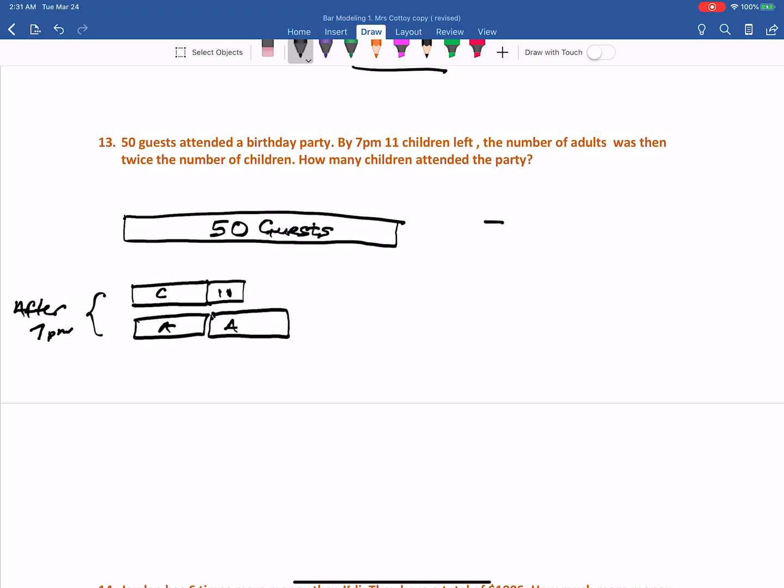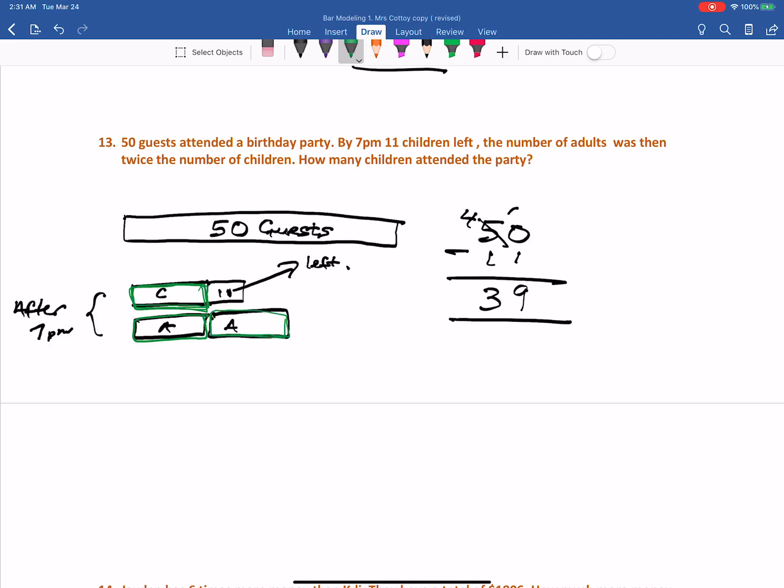So 50 guests take away 11 children. Let's regroup. 0 can't take away 1, right? 10 take away 1 is 9. 4 take away 1 is 3. So that means after these 11 children left, there were 39 persons in the party. So let me take your attention to this part. There were 39 persons in the party, which included the children here and the adults here.